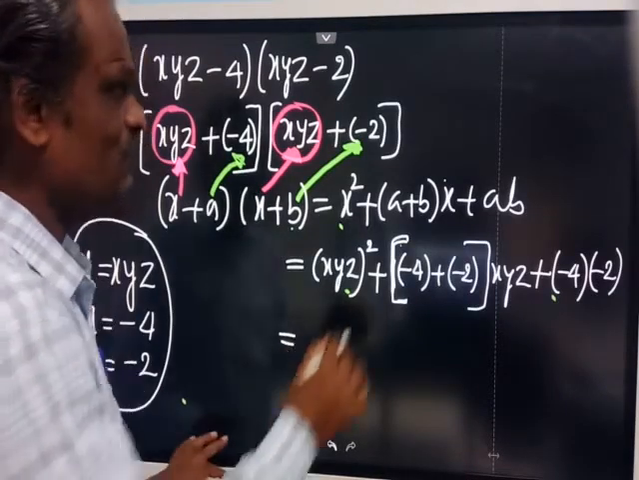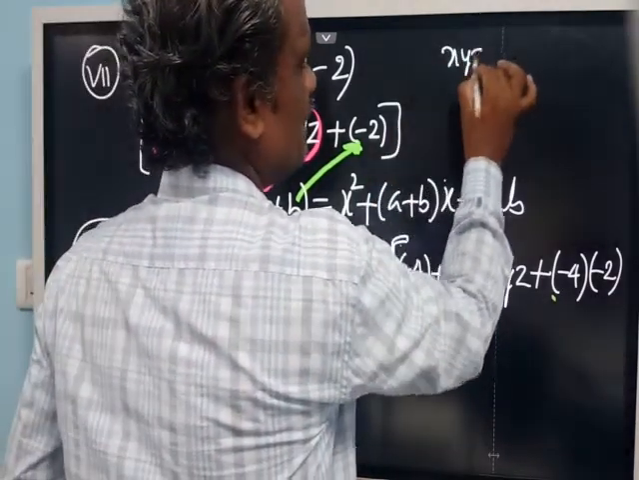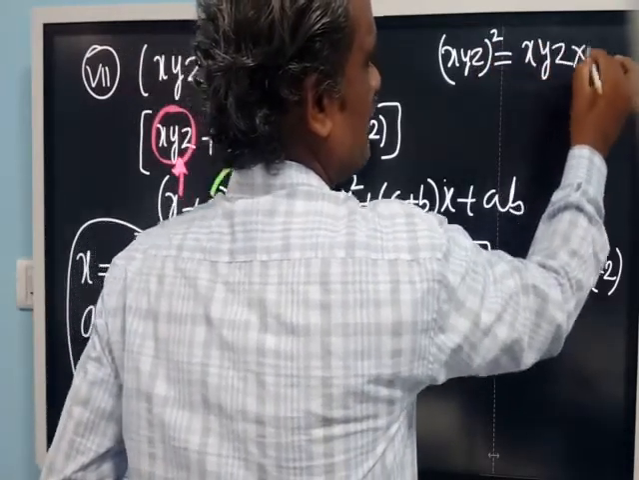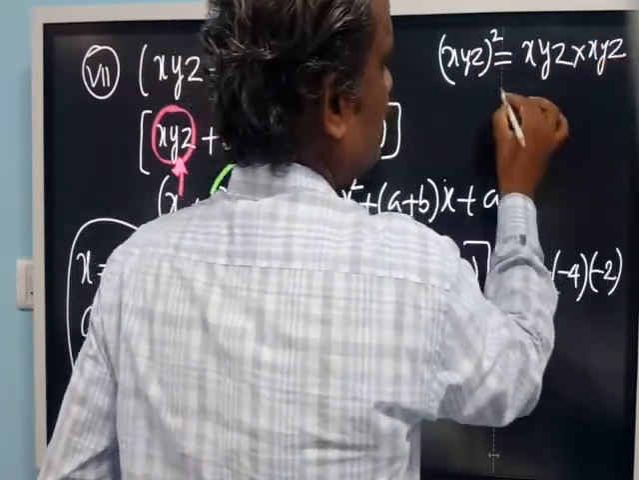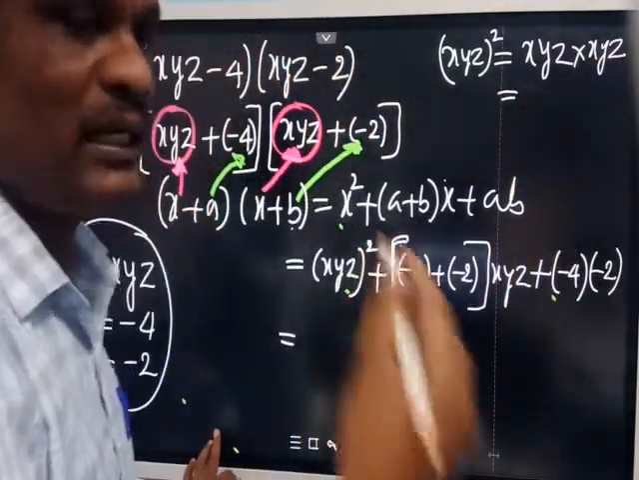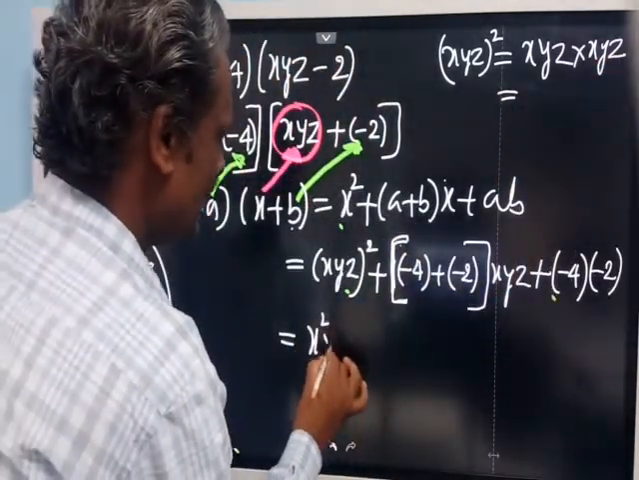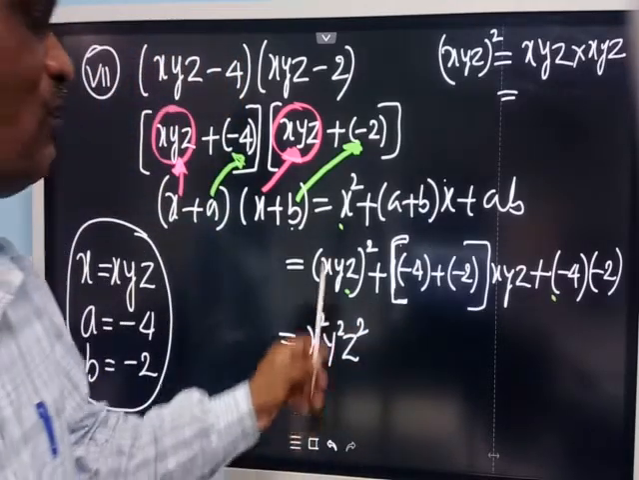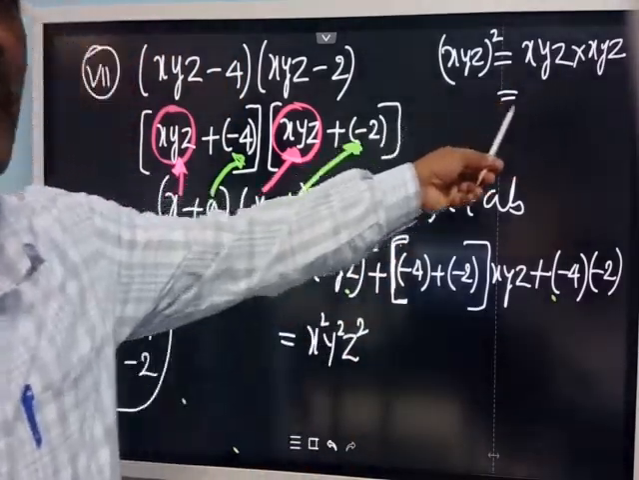Now xyz whole square means you have to write xyz twice, xyz into xyz. So what happens, xyz into xyz? x square y square z square. Every variable appears two times.